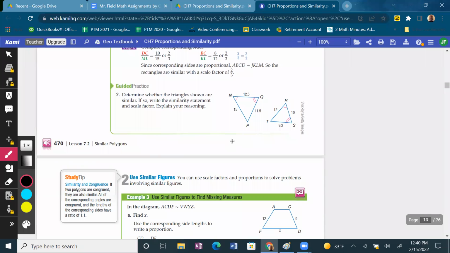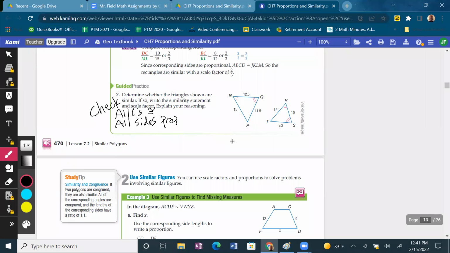Determine whether the triangles shown are similar. If they're similar, we just said it: all angles must be congruent and all sides proportional. That's what we're checking for. So let's see if it's true.